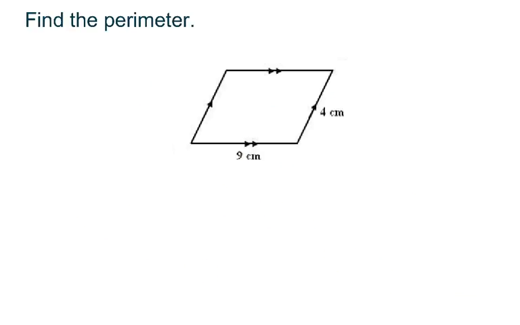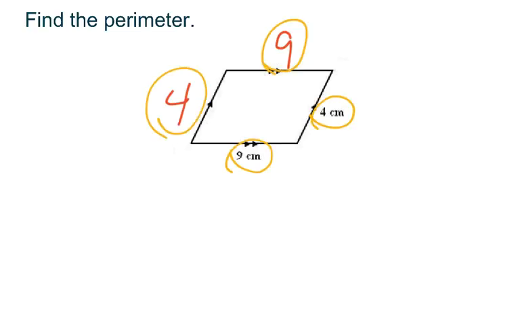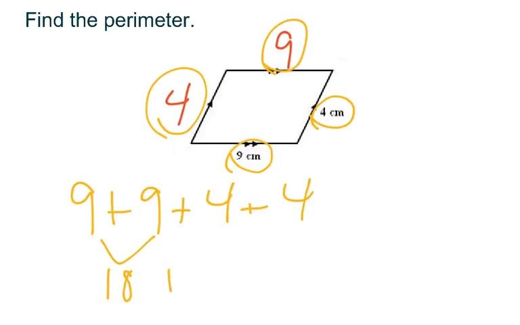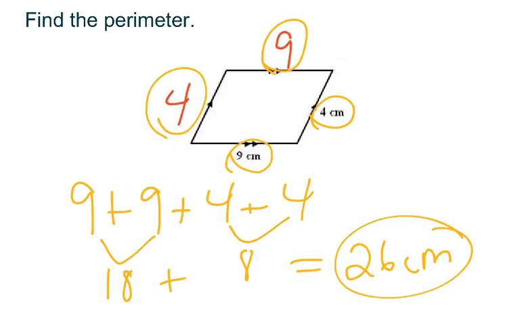Last example for perimeter, once again I have my side measures, so I'm going to fill in my opposite sides, just so it makes it a little bit easier to calculate the perimeter. Notice I'm still using the outside measures, so 9 plus 9, plus 4, plus 4. 9 plus 9 is 18, 4 plus 4 is 8, 18 plus 8 would get me to 26 centimeters. So once again, in order to find the perimeter of a parallelogram, you're adding up the outside measures.